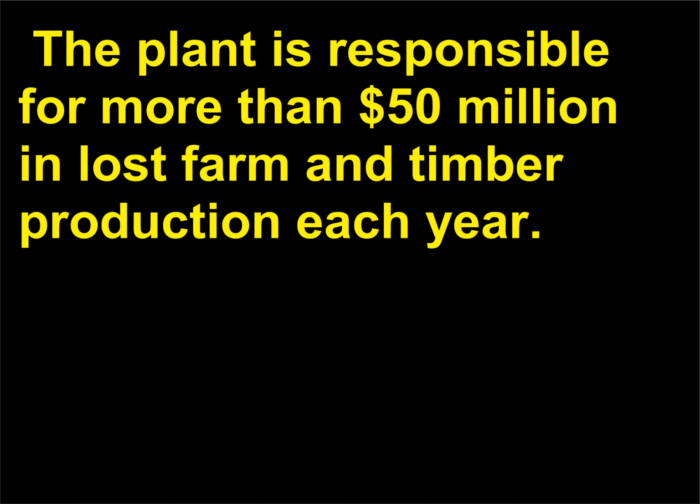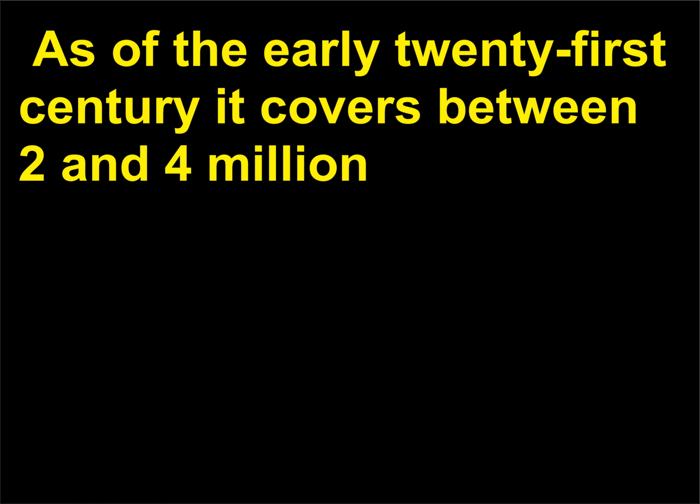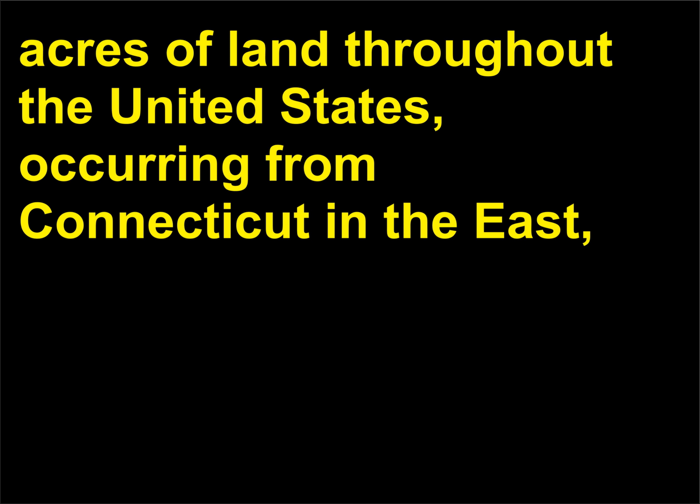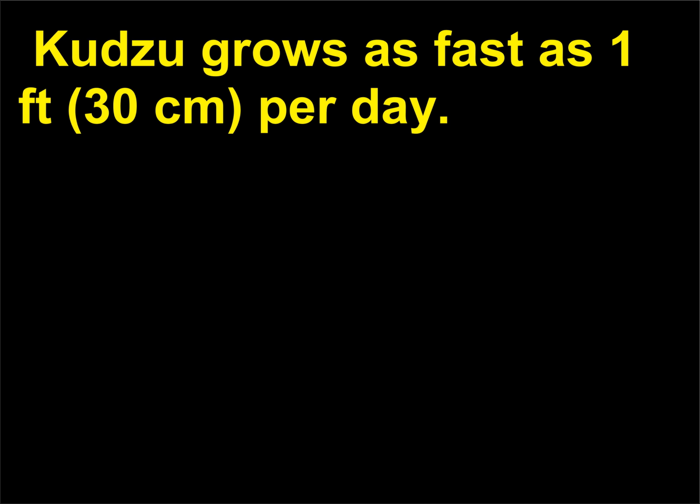The plant is responsible for more than $50 million in lost farm and timber production each year. It grows at a rate of 120,000 acres per year. As of the early 21st century, it covers between 2 and 4 million acres of land throughout the United States, occurring from Connecticut in the east to Missouri and Oklahoma in the west, and south to Florida and Texas. Kudzu grows as fast as 1 foot (30 centimeters) per day.